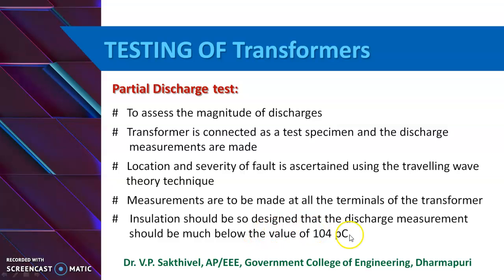The insulation should also be designed such that the discharge measurements are much below the value of 10 to the power of 4 picocoulomb, which is considered to be severe. So it should be less than 10 to the power of 4 picocoulomb, and the transformer insulation should be such that the discharge magnitude will be far below this value.